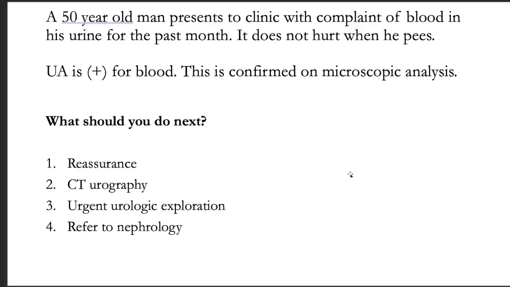Now we're getting to our real patients. So we have a 50-year-old man. He presents to clinic with complaint of blood in his urine for the past month. It does not hurt when he pees. This is really a red flag symptom. Painless gross hematuria. It's cancer until proven otherwise. We confirm it on microscopic analysis. What should we do next?